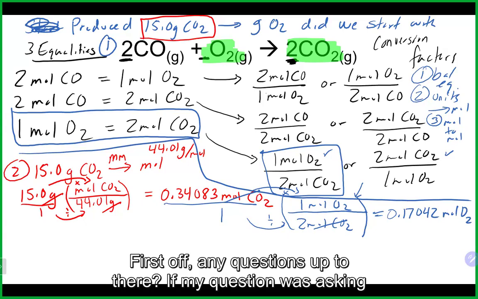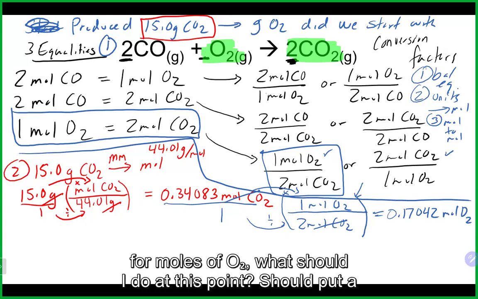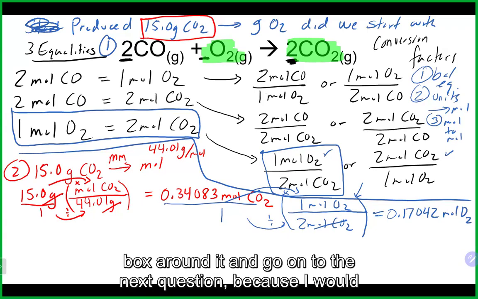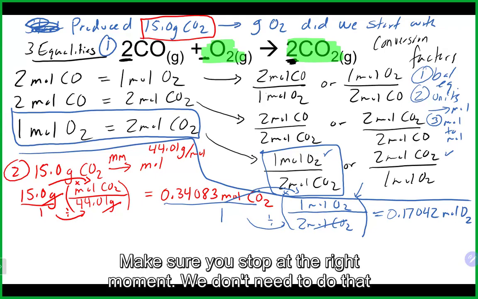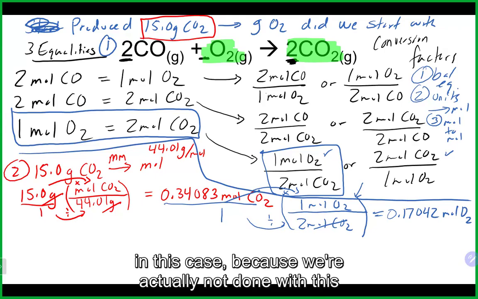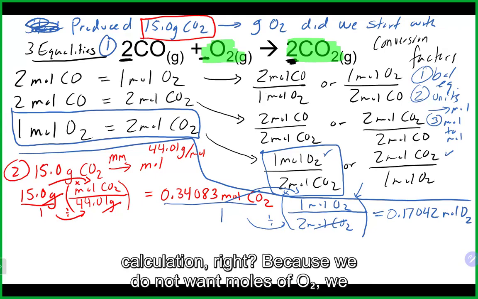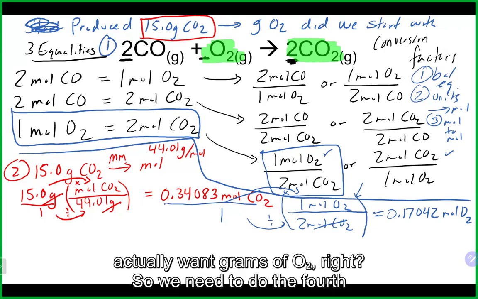If my question was asking for moles of O2, what should I do at this point? Should put a box around it and go on to the next question because I would be done at this point, right? So again, don't overcomplicate it. Make sure you stop at the right moment. We don't need to do that in this case because we're actually not done with this calculation, right? Because we do not want moles of O2. We actually want grams of O2, right?